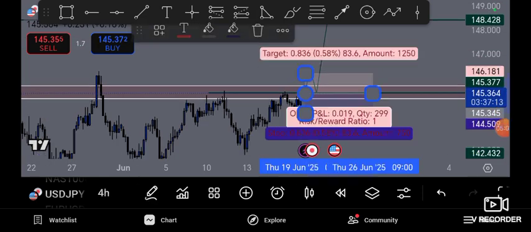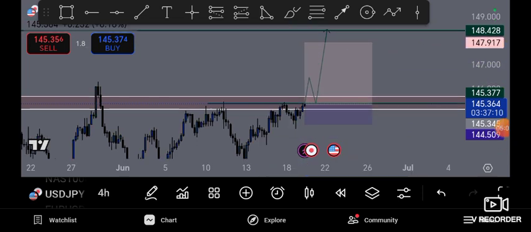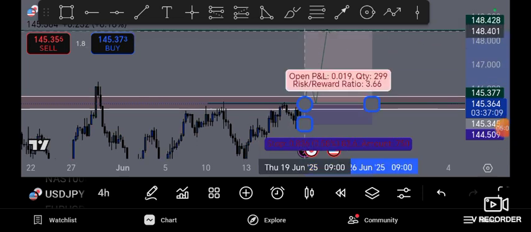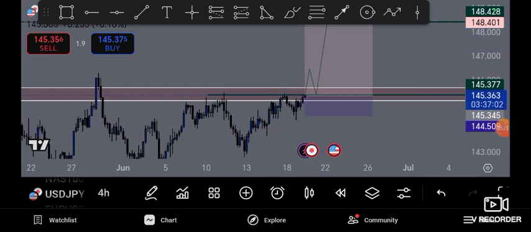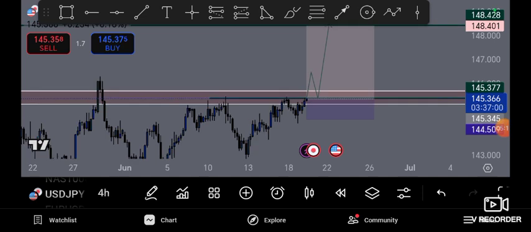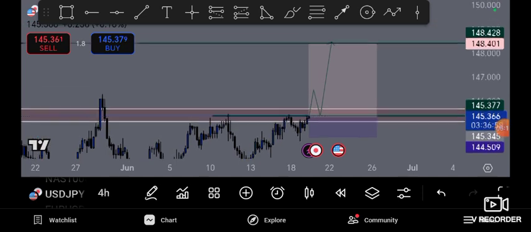Once the market breaks out of this structure, I will go for a nice, let's see how many pips that will be, I will go for a nice 3 to 6 risk reward ratio, right? Obviously, when the market comes back into the zone, I will exit my trades.